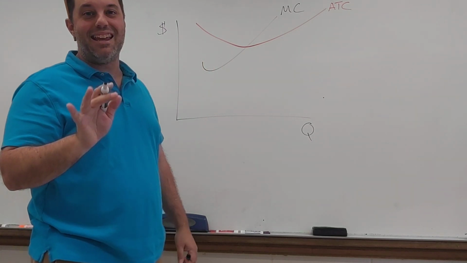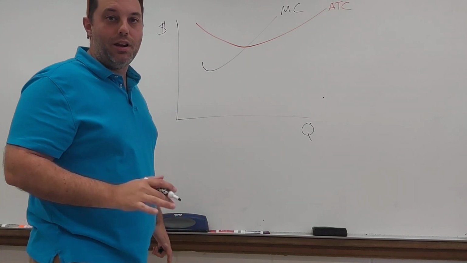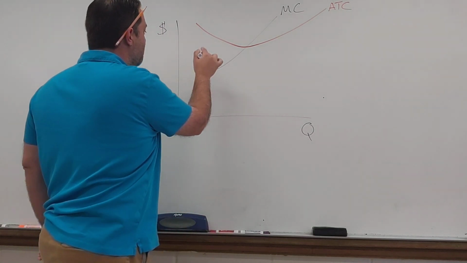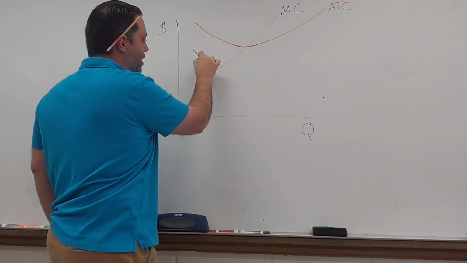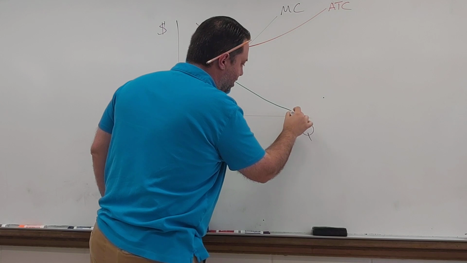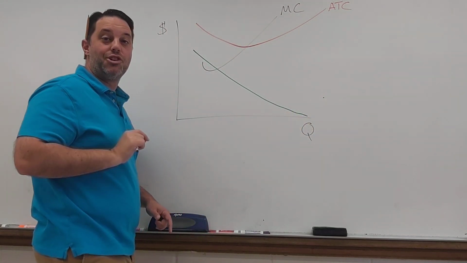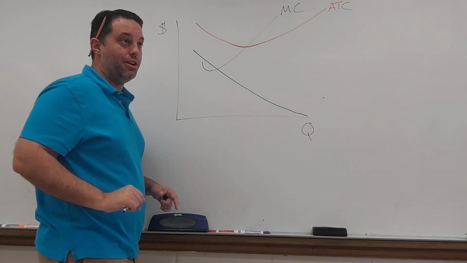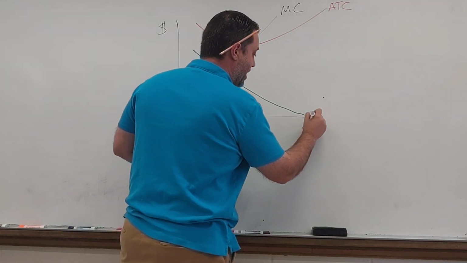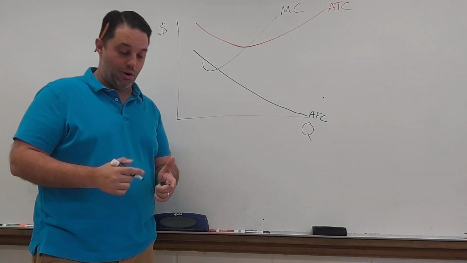So we're going to pick any sort of random spot here. The only thing is it can't be above the ATC, okay? So any point below the ATC, probably fairly high. We'll pick something like maybe up here. And we're going to have it go steadily down, and it's going to approach the horizontal axis. It's never actually going to touch the horizontal axis, okay? So it'll approach it but not touch it. And that's going to be our AFC, average fixed cost, okay?